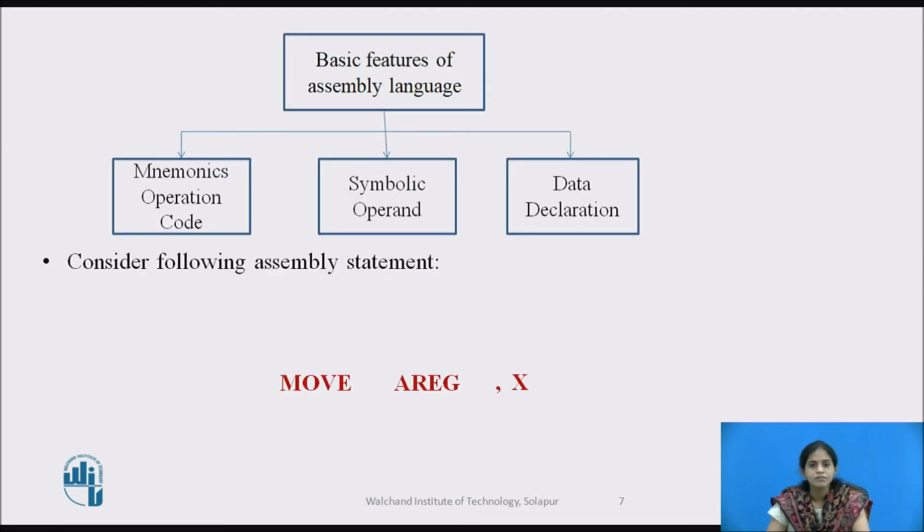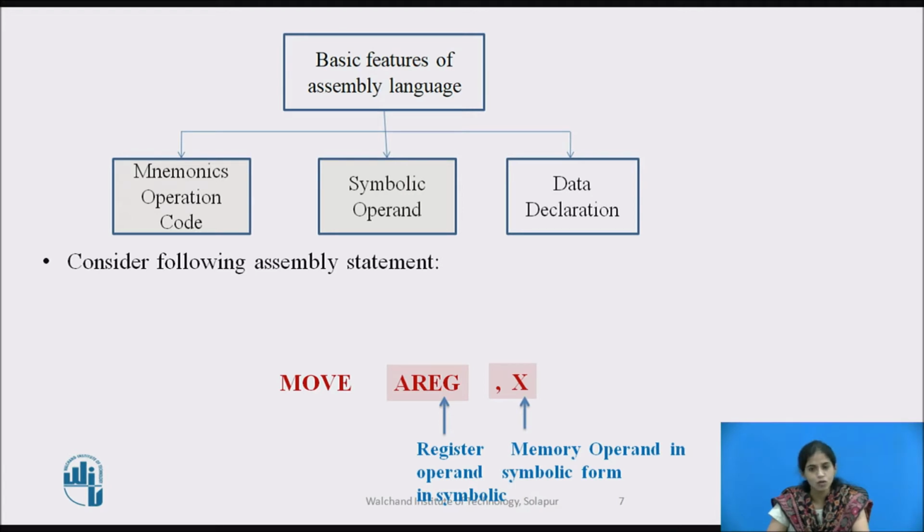Here we see with the help of an example. Consider the following assembly statement: MOVER A register comma X. In this statement we see which is the mnemonic operation code, which is the symbolic operand, and which is the data declaration. Here MOVER is a mnemonic operation code. Next is the A register, which is a symbolic operand; here the register operand is in symbolic form. And X is the memory operand in symbolic form. So A register comma X are the two symbolic operands we specify in the instruction.